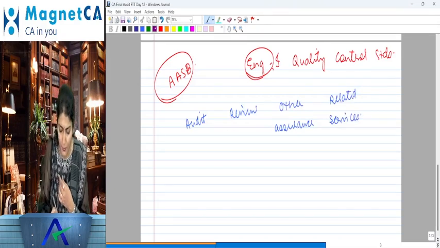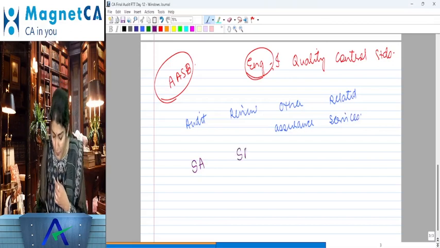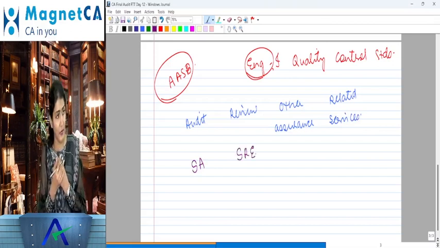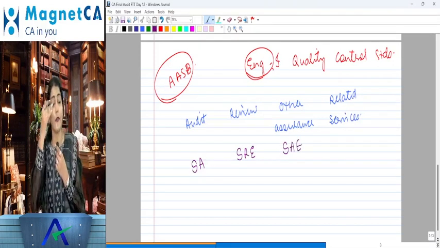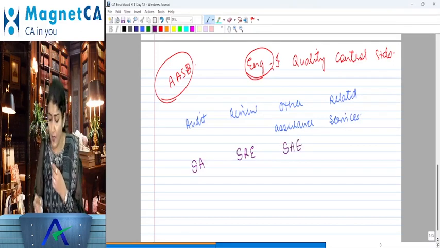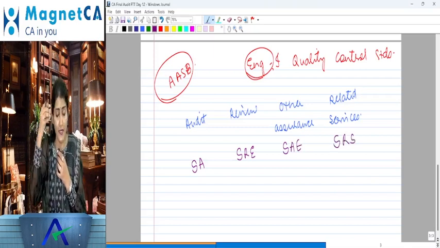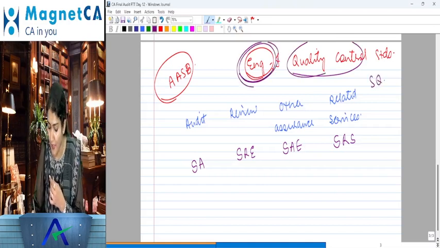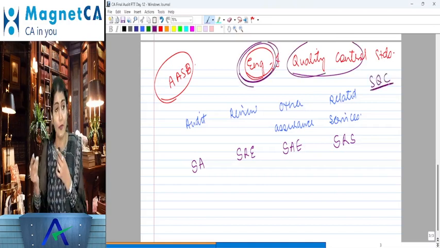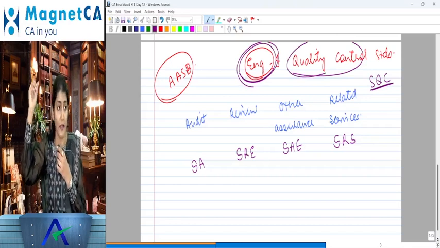When you are appointed to do an audit, you follow the standards on auditing. When you are appointed to do a review, you follow the standards on review engagements. When you are appointed to do other assurance, you follow the standards on assurance engagements. When you are appointed for related services, you follow the standards on related services. And whatever the type of engagement you are performing, you always need to maintain quality, so you need to follow the standard on quality control.